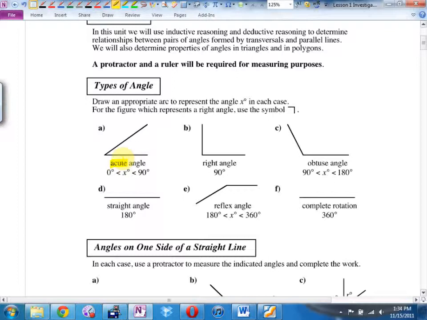An acute angle is an angle between 0 and 90 degrees. An angle between 0 and 90 degrees. How big is 90 degrees? This big. A right angle. How big is 0? This big. So anything in here? Oh, it's acute. No? Okay.